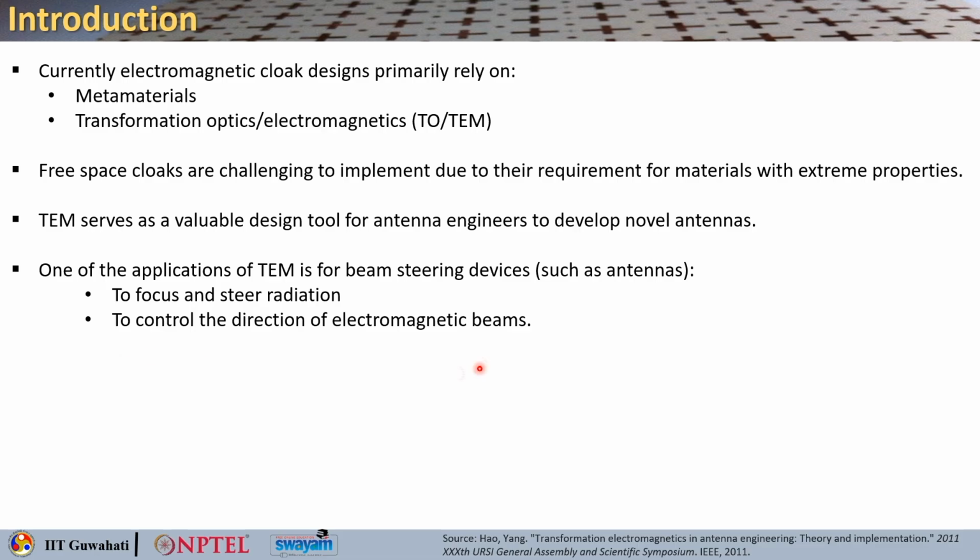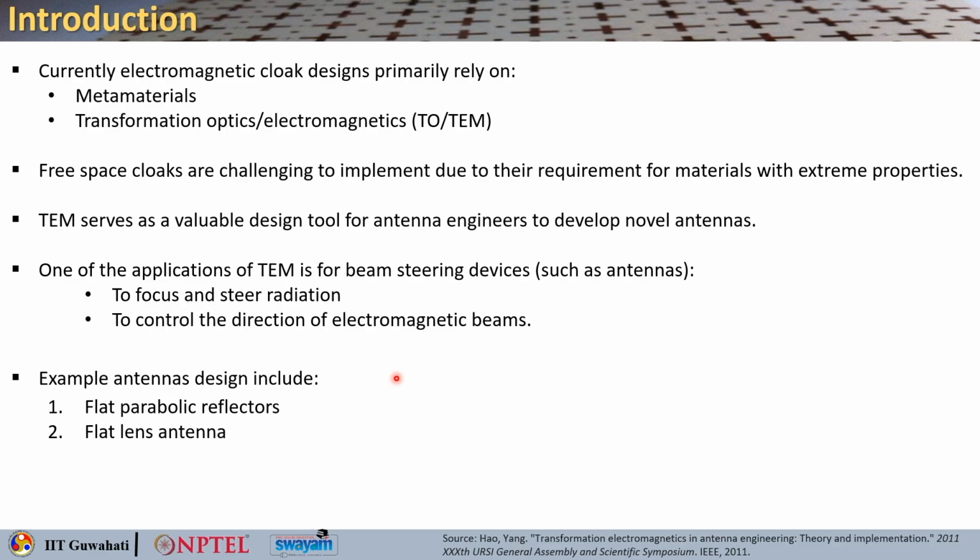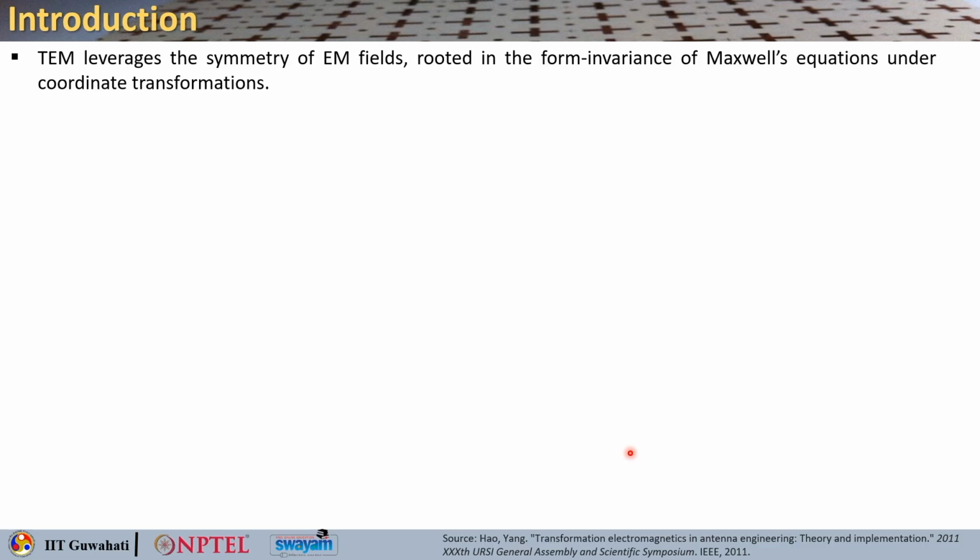some novel antennas. So, other than cloaking, this transformation optics or transformation electromagnetics can also be used for beam steering devices such as antennas. So, you can focus or steer the radiation in a particular direction. You can also control the direction of the electromagnetic beams. So, some example antenna designs will include flat parabolic antennas and flat lens antennas. Typically these designs require isotropic and exotic materials.